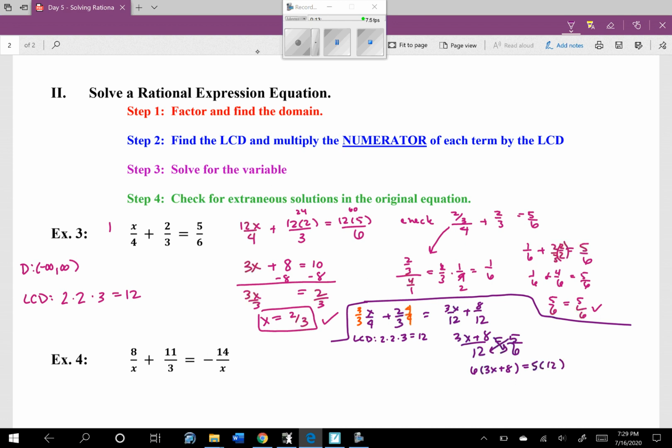And then you would have to distribute and combine your like terms. When you end up doing that, you would see that you end up getting the same solution. So when you solve, notice you still get the same solution. So you can do that. I just personally like to get rid of the denominator so I don't have to work with anything in the denominator. But again, you can do whichever method you prefer.